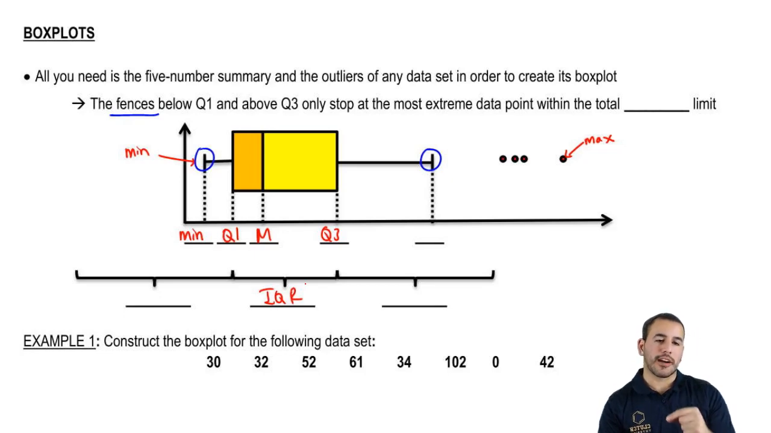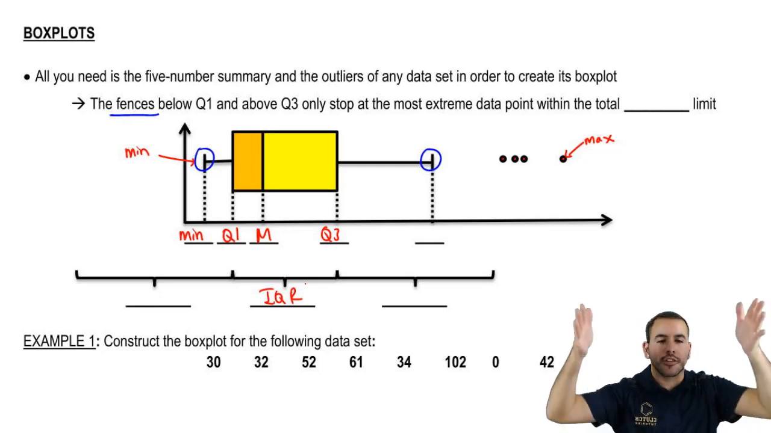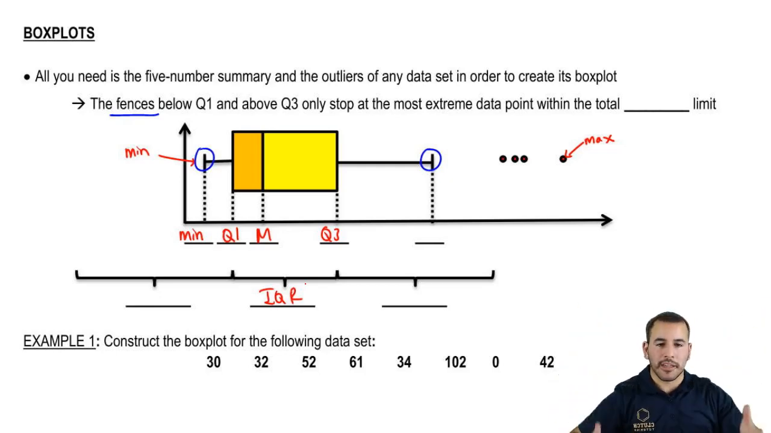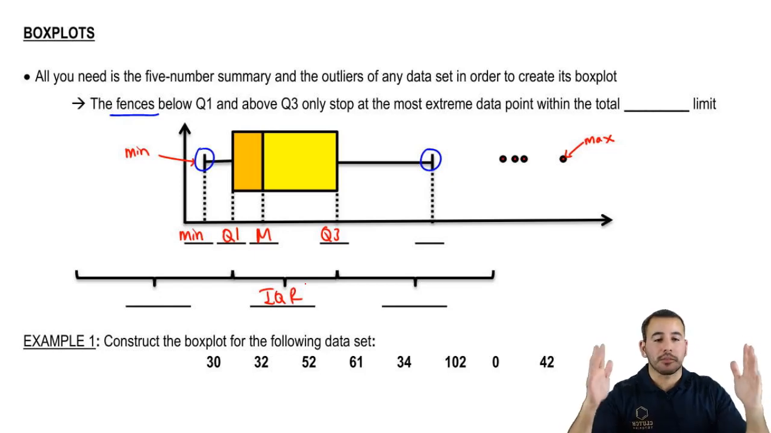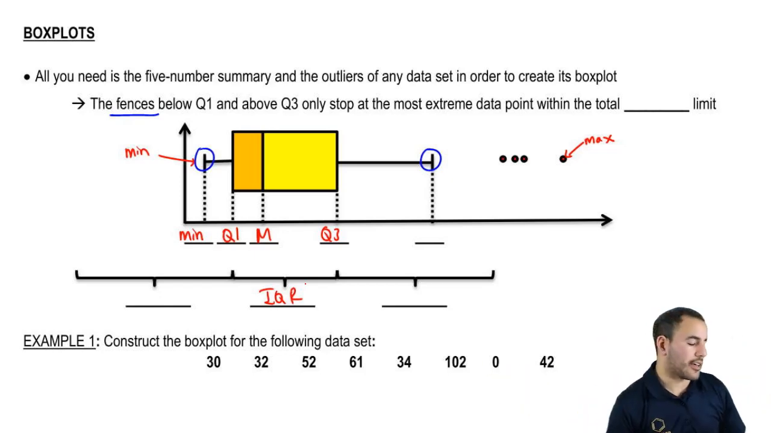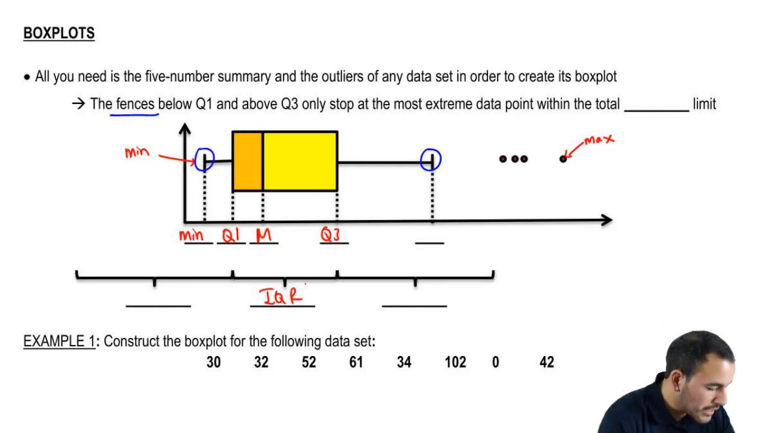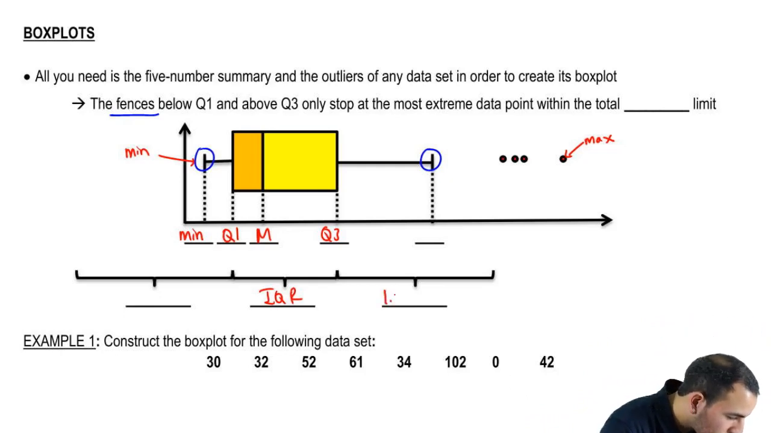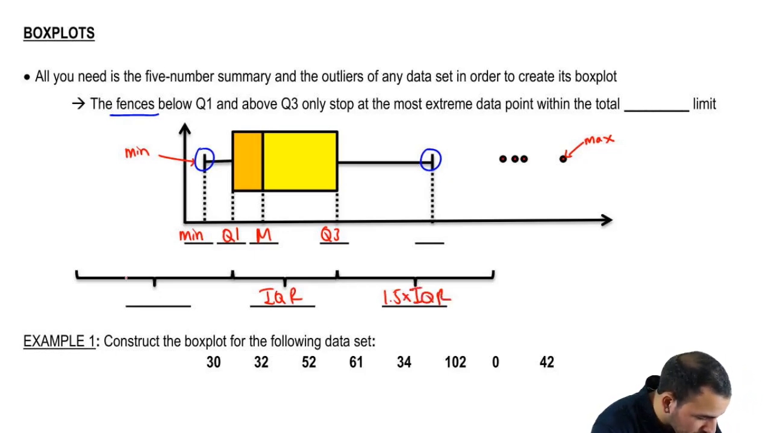We use 1.5 times that above Q3 and also below Q1 in order to determine this limit or interval in which observations aren't outliers. Anything outside of that, observations are going to be outliers. So here we have 1.5 times the interquartile range. Here's 1.5 times the interquartile range.